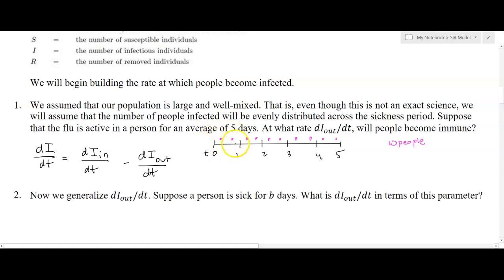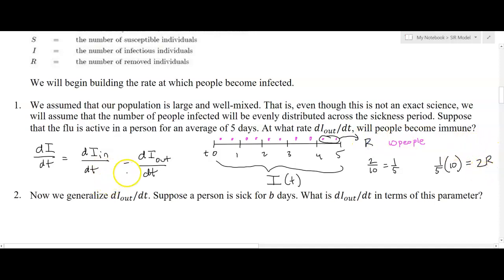So let's say 1 day passes. Well, these 2 people here who are on their way out will leave the infected state. If we imagine this whole thing to represent the number of infected at time t, then 2 of them will leave. Well, 2 out of 10 people is 1/5. So the rate at which people leave is 1/5 of the total number of people in there. So if we took 1/5 of the 10 infected people, 2 of them would leave the infected group and become removed. These people are traveling to the removed group.